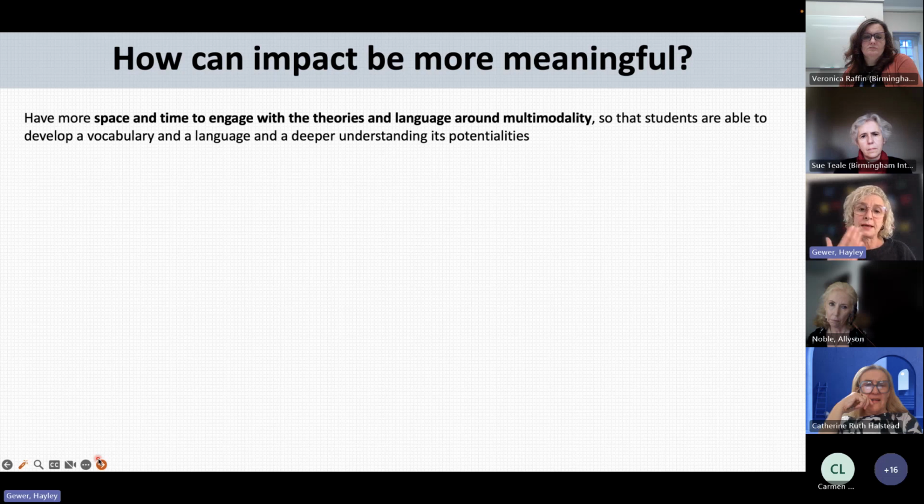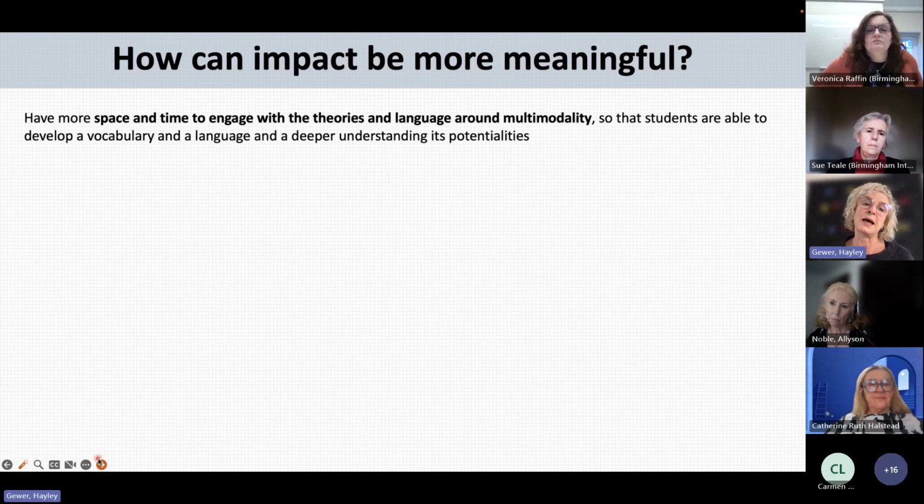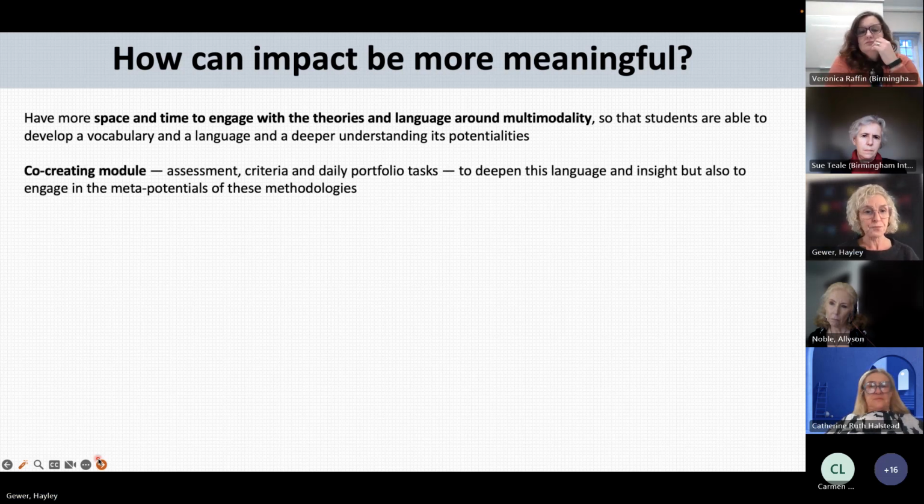And the first thing, and that's why I was asking Arlene this question in the beginning, is it's important to have space and time to really engage with the theories and language around multimodality. It's not a language that is natural, and helping students to develop that type of language and vocabulary can really develop the potential for engaging with it, but also in terms of creating meaning.